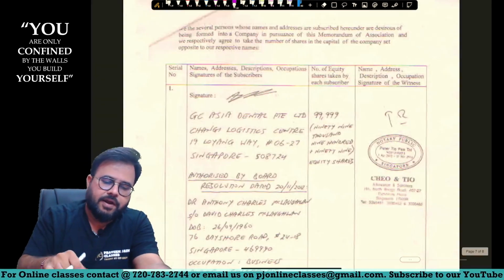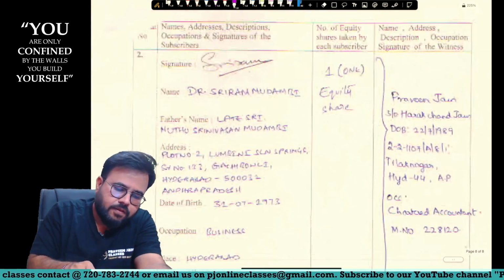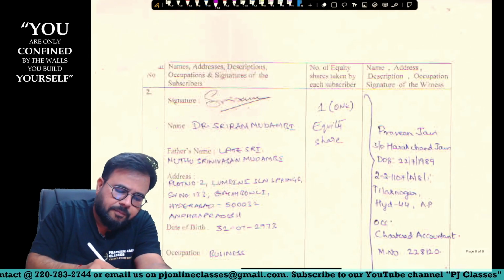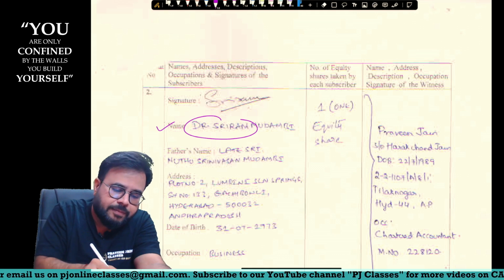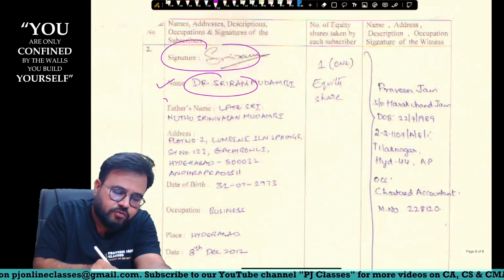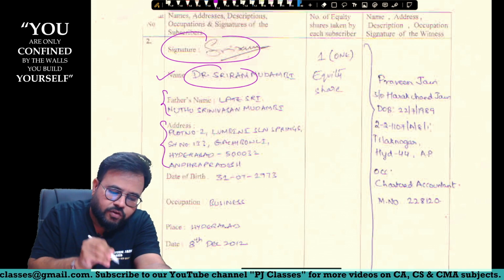So this is the memorandum. Now you can see here. So there is one person, some person is there, sir. So he is the subscriber. He has to put his signature. He has to write his name. He has to put his signature. He has to write his father's name. Also, he has to give address details.